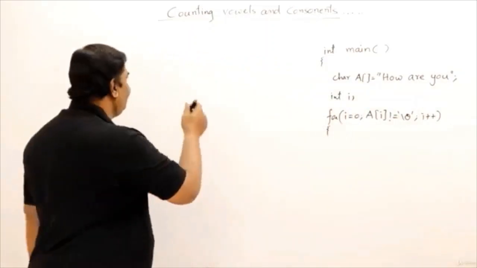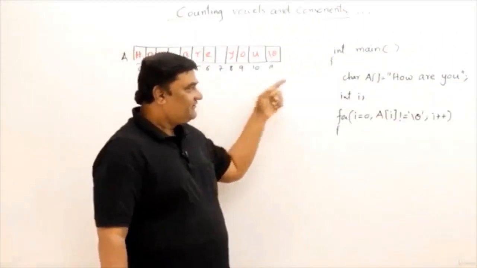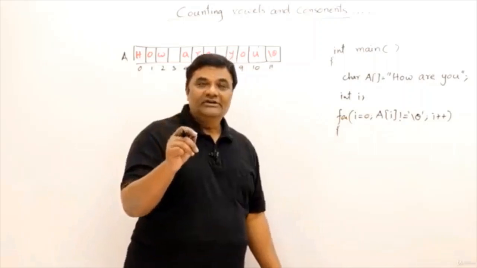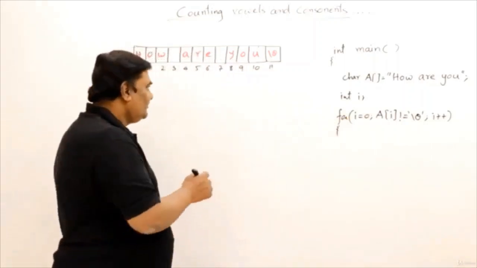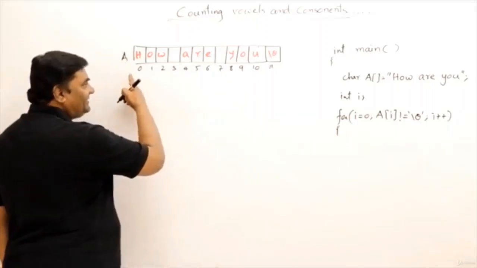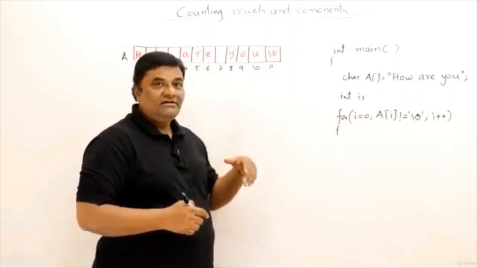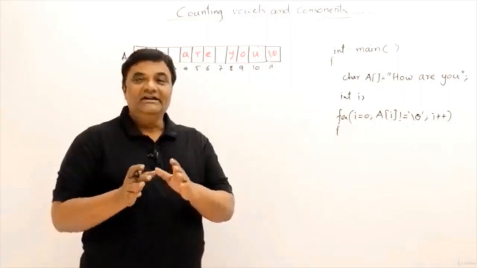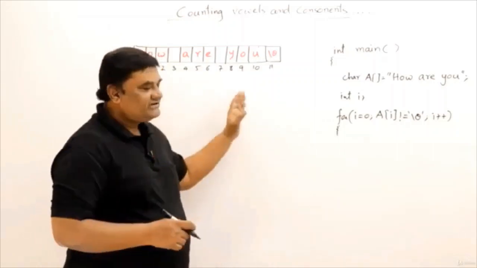If I draw that string here, I have taken the string in the form of an array. Now counting vowels. So what are vowels? A, E, I, O, U. If an alphabet is A, E, I, O, or U, then it is a vowel. So I will take a counter here, and if any alphabet is a vowel, I will increment the counter. For that, I have to scan through this string.